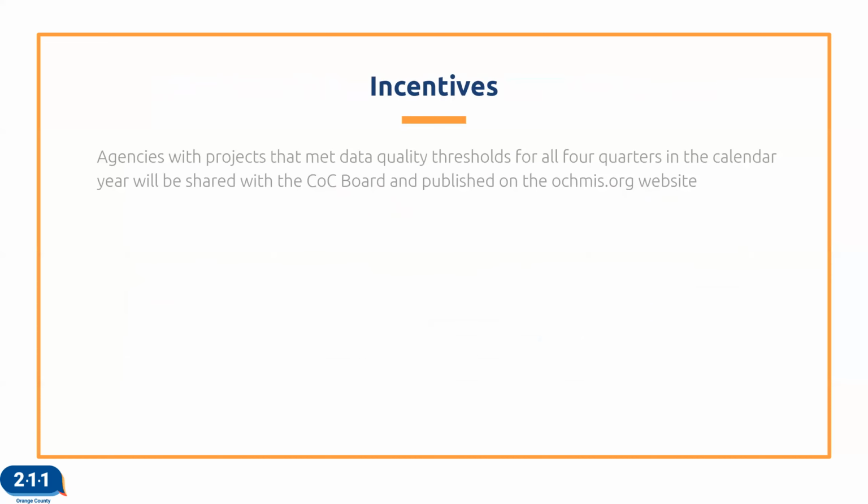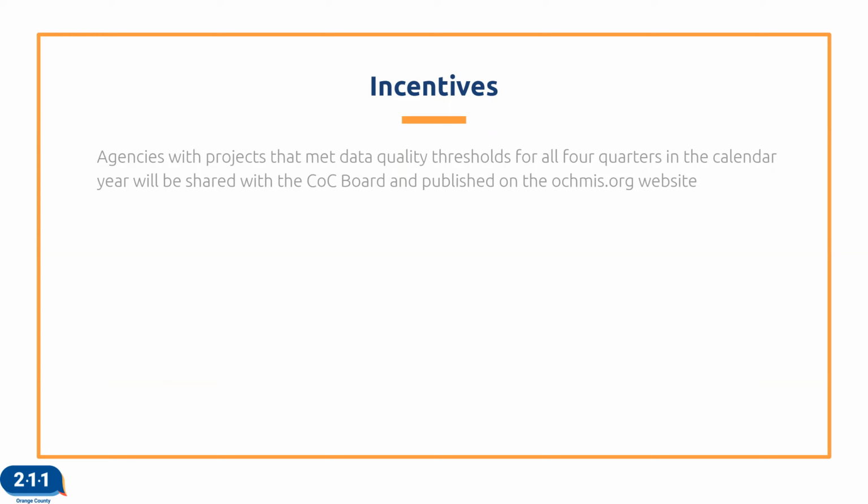And so the last section of the data quality plan is the incentives and enforcements. This is to reward the projects that are doing really well in their data quality. And for those that are struggling with data quality, there is a process for managing that and making sure that we're supporting the agencies as much as we can.